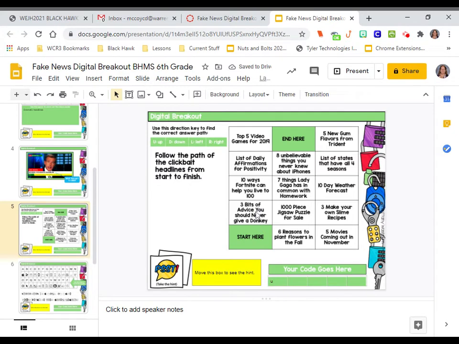And then that means I'm right here now. And I'm going to look, again, I cannot go diagonally. So first I'm going to look over here. It says 10,000 piece jigsaw puzzle for sale. And then I'm going to look up here. 10 ways Fortnite can help you live to 100. Okay, which one's more fantastical? Probably this one. So I'm going to go up again, which means I'm going to type U here again. I'm going to leave it off there so you can finish it yourself.